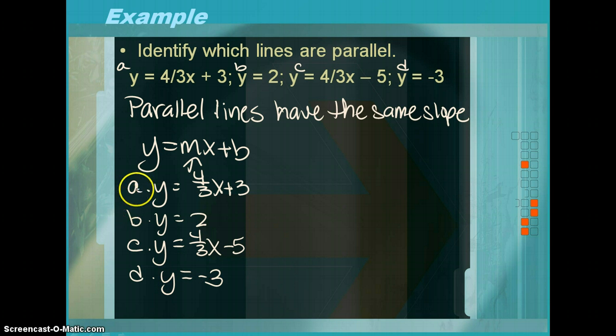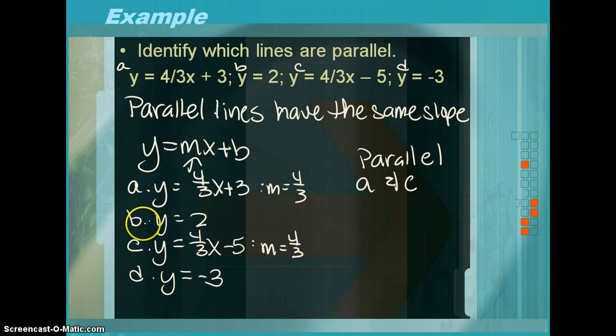Very quickly, you can notice that A and C have the same slope. This one has a slope of 4/3 as well as this one. So just by that alone, you can quickly determine that two parallel lines are A and C.